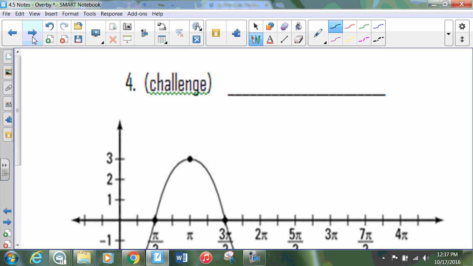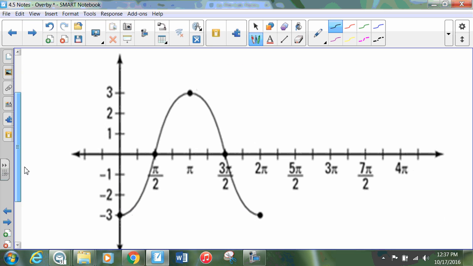And one last one. I don't know why I think these are challenges. Let's see. So this has to be cosine because it's not starting at 0. So it would be a negative cosine. So it's going to be negative 3 cosine theta.